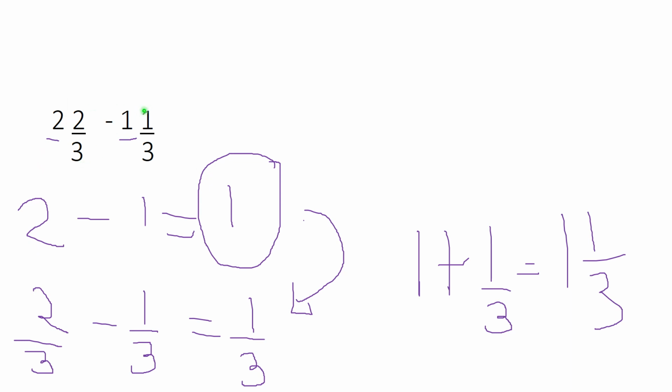Our last example is 2 2/3 minus 1 1/3, or two mixed fractions. So first of all, we separate the whole numbers 2 and 1 from the fractions. We take away 2 minus 1 and we get 1. We keep 1 aside and remember that we have it as we go on to work out our fractions. 2/3 minus 1/3, we get 1/3. So then we bring this 1 to 1/3 by adding them. We have 1 plus 1/3, and our answer is 1 1/3.